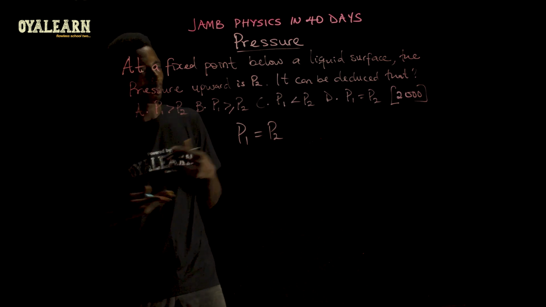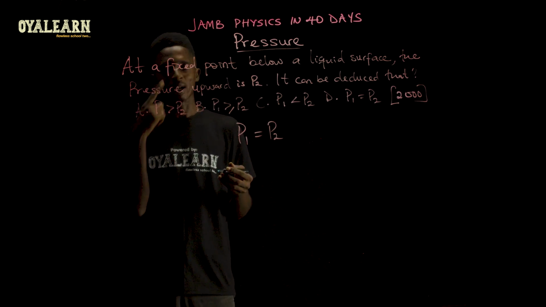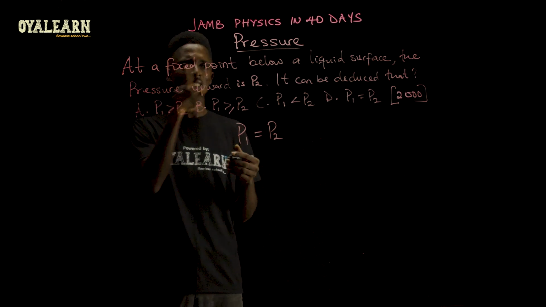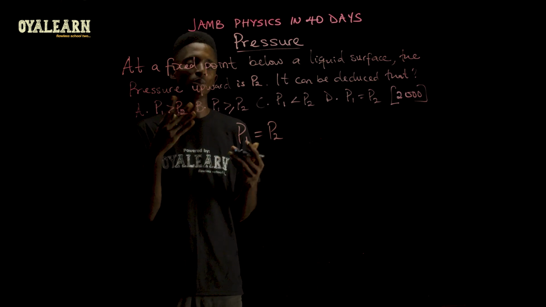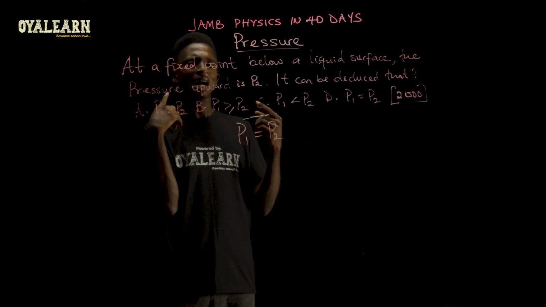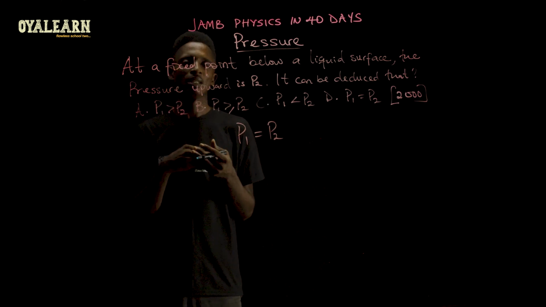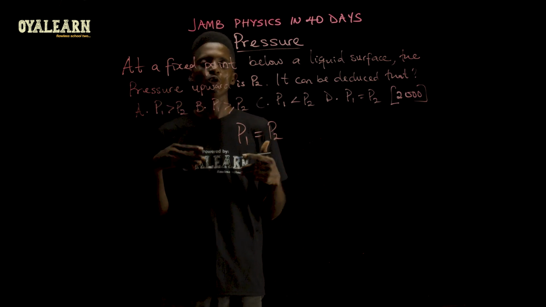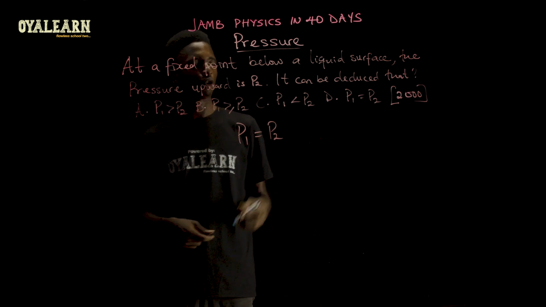Now, if you want to look at it from another dimension, you could also look at the gas laws. When we consider that, we know that in this case the volume is the same. The temperature at all points should also be the same. So if temperature and volume are the same, the pressure should also be constant. So P1 equals P2. So we go with option D.